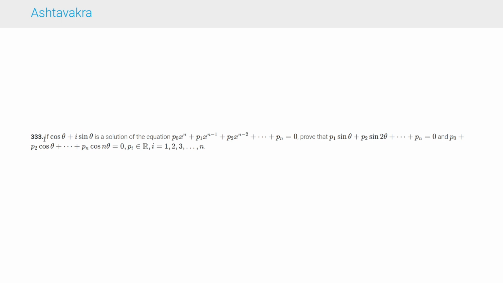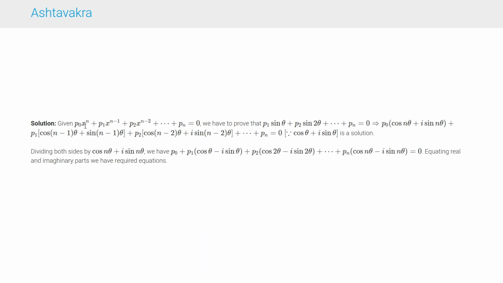Question 333 says that if cos theta plus i sine theta is a solution of the equation p0 x to the power n plus p1 x to the power n minus 1 plus p2 x to the power n minus 2 and so on up to pn, prove that p1 sine theta plus p2 sine 2 theta plus up to pn sine n theta is equal to 0, and p0 plus p1 cos theta plus up to pn cos n theta is equal to 0, where p_i belongs to the set of real numbers, i is 1 to n.